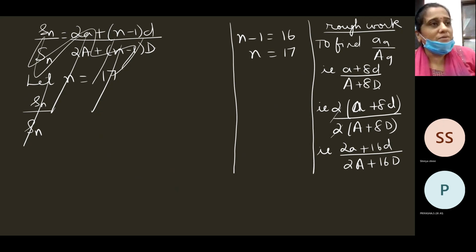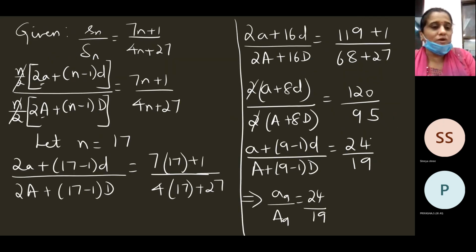So a plus 8d by capital A plus 8 capital D. But since you have 2a there, we'll multiply the numerator and denominator by 2. That gives us 2a plus 16d by 2 capital A plus 16 capital D. So you need to find a plus 8d by capital A plus 8 capital D, but if you can't find that, find 2a plus 16d by 2 capital A plus 16 capital D, because we have 2a there. Now compare this with what you have here. What do you have in the numerator? 2a plus 16d.